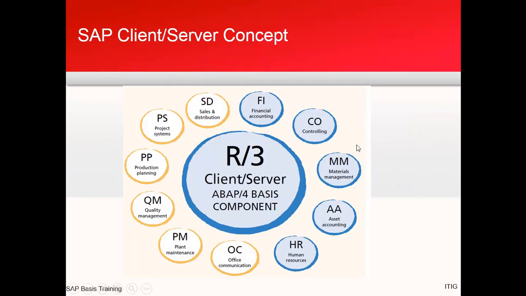Here you can see the concept where you have the R/3 client server, above it the Basis component, and different modules like the financial accounting module, controlling module, material management module, asset accounting module, HR module, office automation module, plant maintenance module, quality management module, production planning module, project system module, and sales and distribution module.